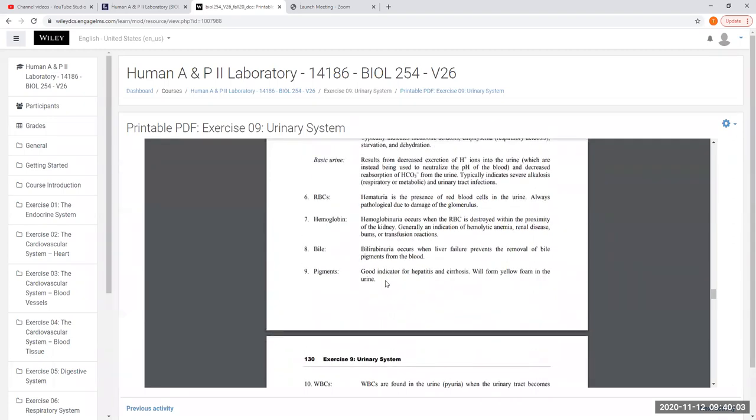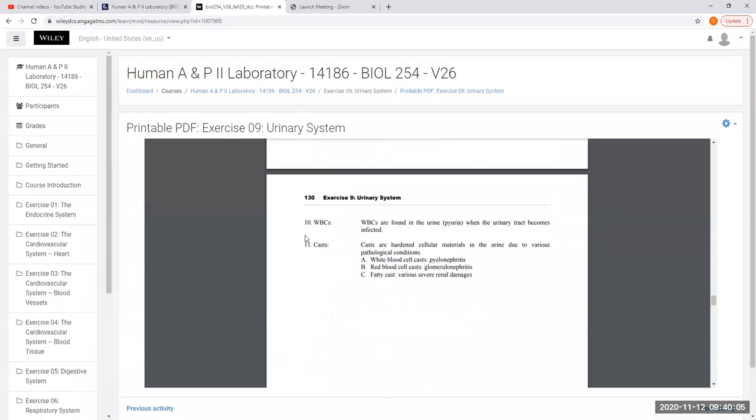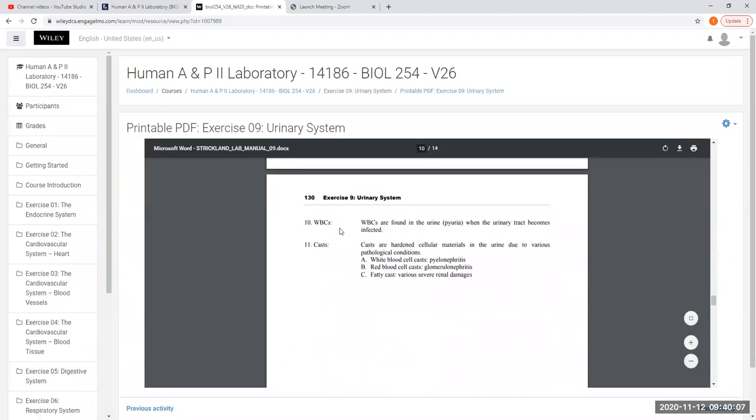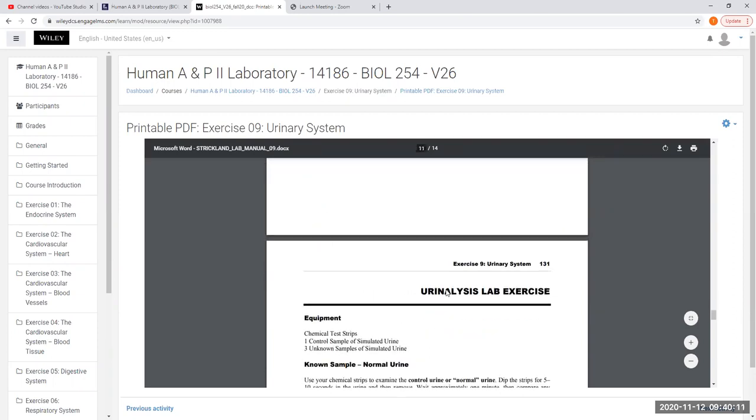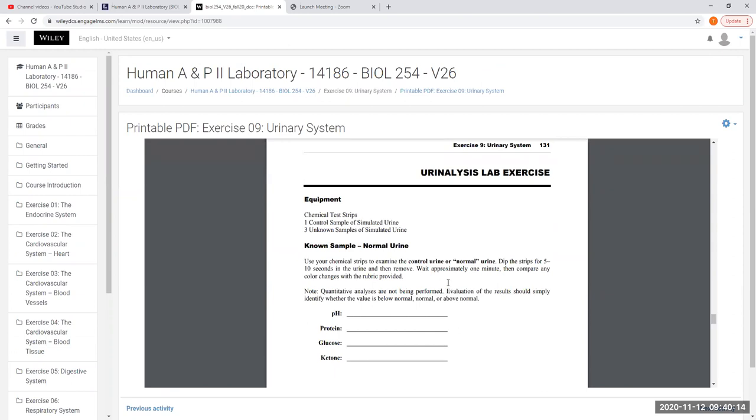You can read through the bile and the various pigments. You're not supposed to have white blood cells in the urine. I think that's the other one we're going to look at, leukocytes. All right, so when you read down through those, and those are all of the abnormalities, you're going to get to this urinalysis lab exercise.